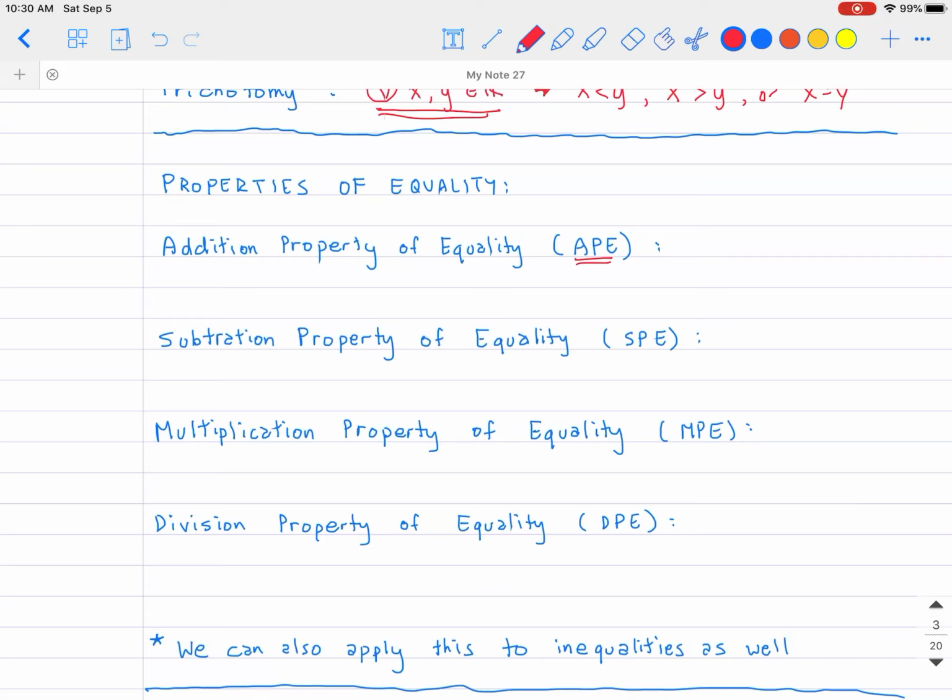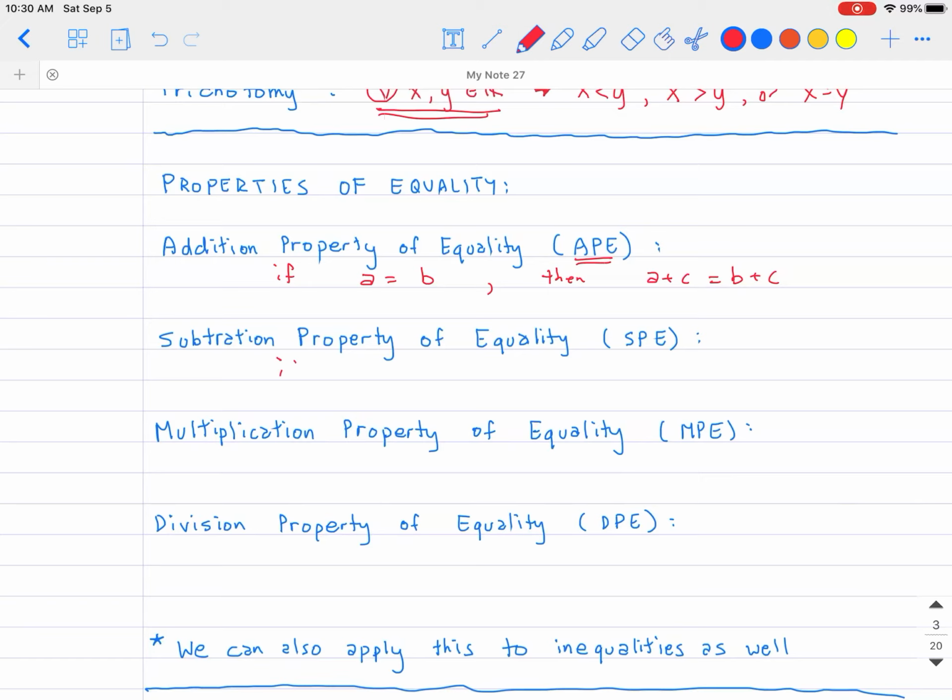First, the addition property of equality, and we shortened it to APE. Here's what it says. Again, this is looking at real numbers. If we know that A is equal to B, and this part is true, then A plus C is equal to B plus C. Note that all we did was add a number to both sides, and that's your addition property of equality. You used this back in Algebra 1, but you probably didn't take note of the name of it. Now we're going to.